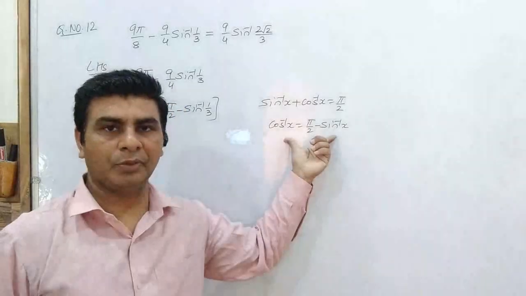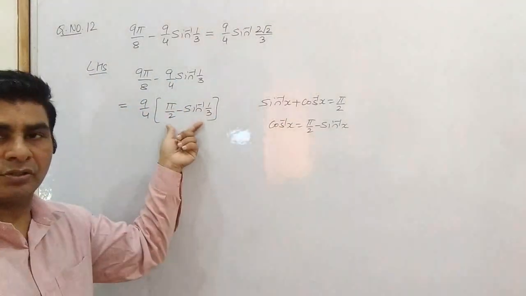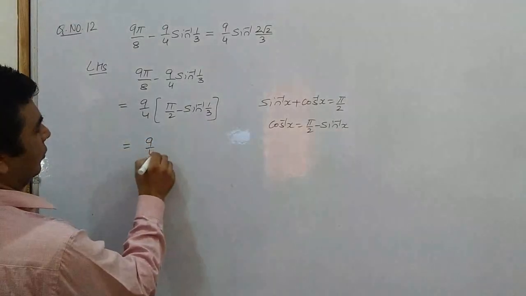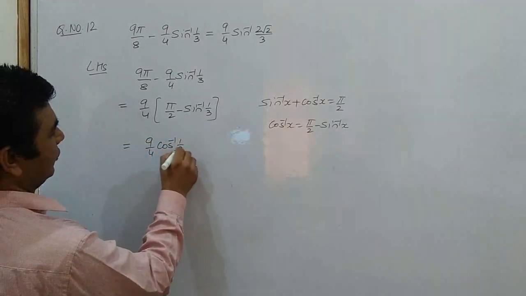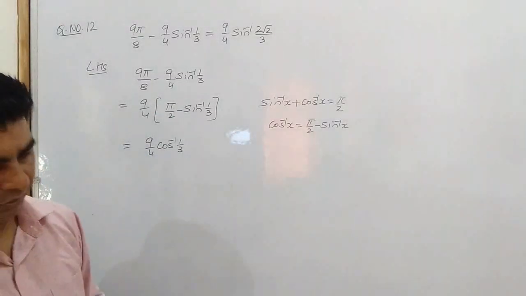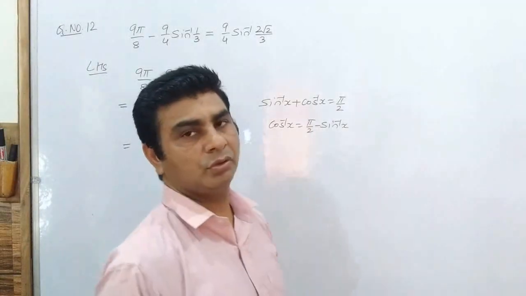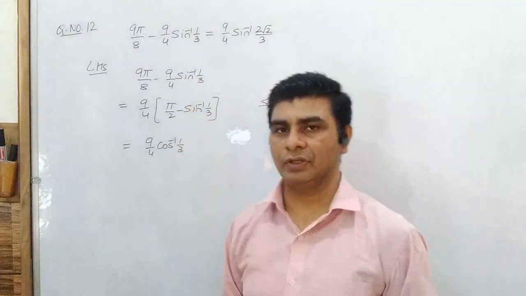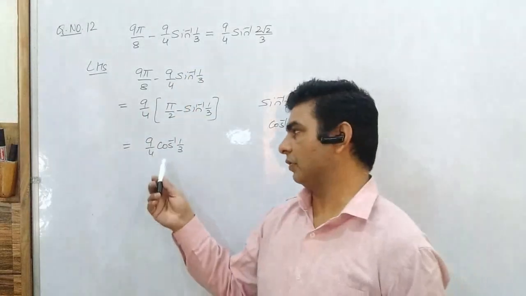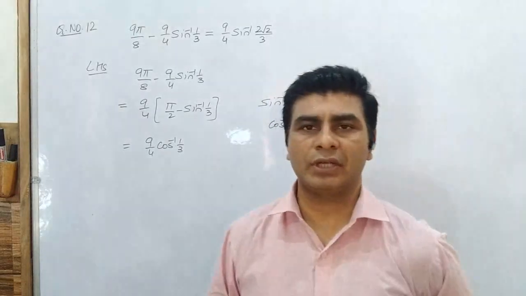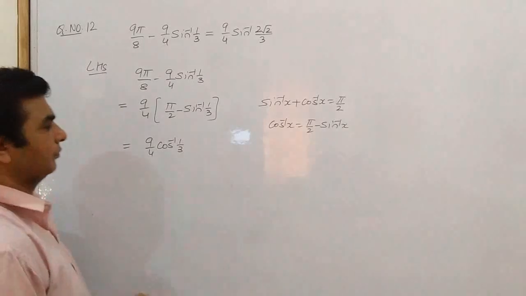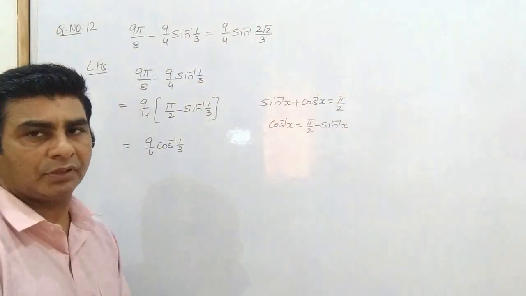Let's use this property to replace this term by cos inverse x. So this is your 9 by 4 cos inverse 1 by 3. But we want to prove the right hand side in the form of sine inverse function. So this cos inverse function can be changed in the form of sine inverse function by taking the perpendicular and hypotenuse of the triangle.